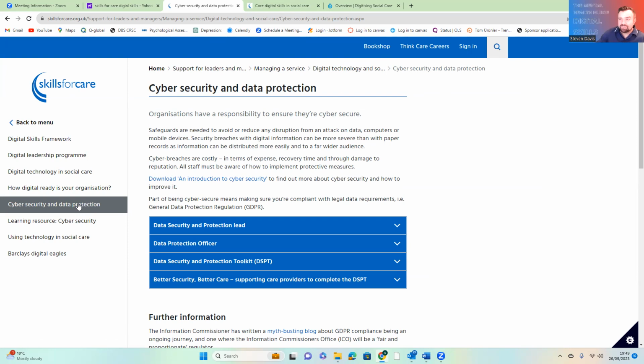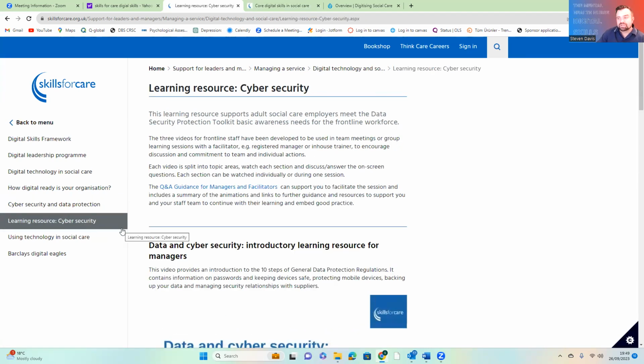So making sure that you've got your cybersecurity and your data protection up. There are learning resources on Skills for Care around cybersecurity. There are ISO standards out there, so quality assurance and governance stuff around, I think it's 27001, something like that. But it's about how you're managing your data and your servers and keeping things safe and secure. So again, just be mindful.